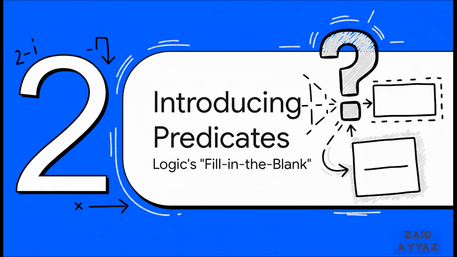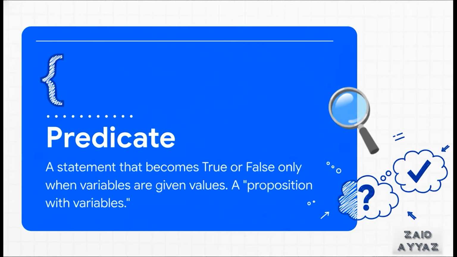Well, it introduces this fantastic new tool called a predicate. And the best way to think about it is like a fill-in-the-blank for logic. So a predicate is basically a proposition that's just waiting for a variable. It's a template. That statement, x is greater than 3, is a perfect example of a predicate. On its own, it's not true or false, but it is ready to become a true or false proposition the second we plug a value into that little x.